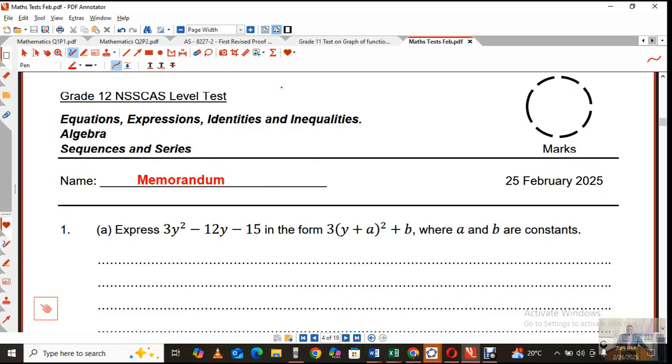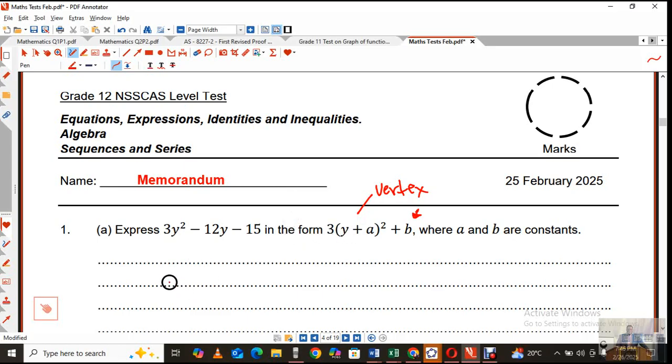Now, you have a function here, ideally 3y squared minus 12y minus 15, and they are expecting you to write it in this form here. And this is something that we call vertex form, where the b value tells you the vertical translation, and whatever the value of a is here. So if you were to take the stuff inside here, the y plus a, and you let it equal to 0, it will tell you the horizontal translation of that function, which is a parabola.